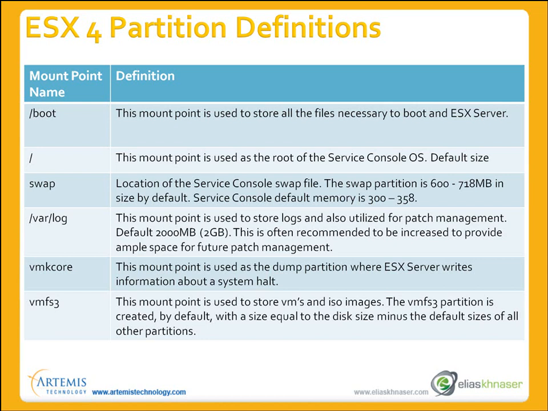However, by default, you'll notice that it's allocated 600 to 718. Again, it's double what the default memory is going to be. So if the default memory was 300, then it's automatically going to have a size of 600. If it's 358, then it's going to have 718.